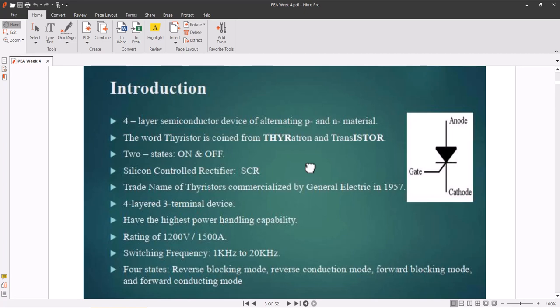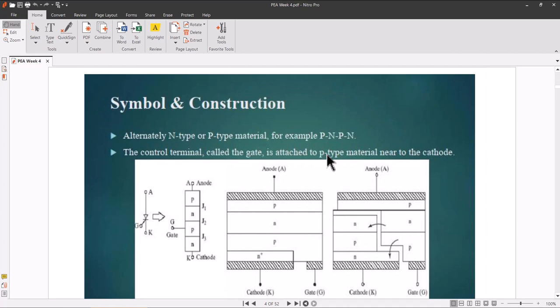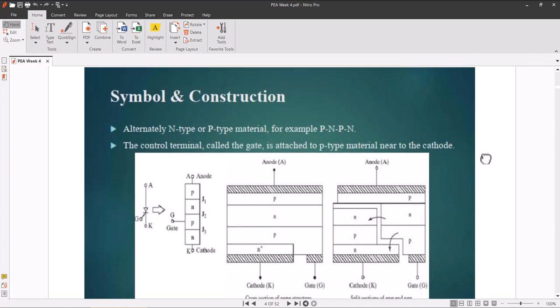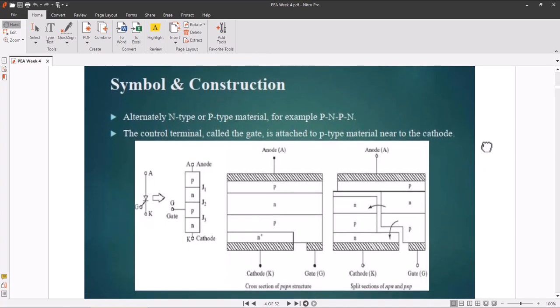There are four states in it: reverse blocking mode, reverse conduction mode, forward blocking mode and forward conduction mode. It has alternating N and P type material, so there are P, N, P and N layers. There are three junctions J1, J2 and J3, and the layers are PN, PN. So this can also be thought of as the combination of PNP and NPN transistors.